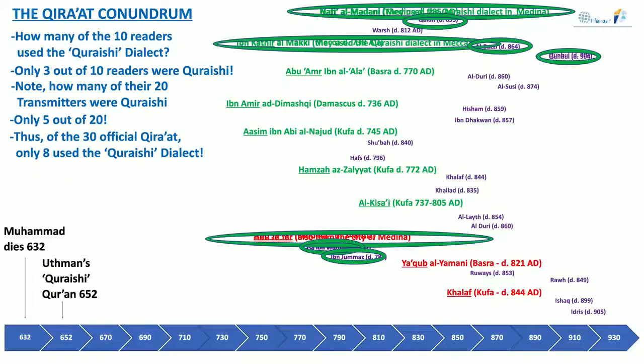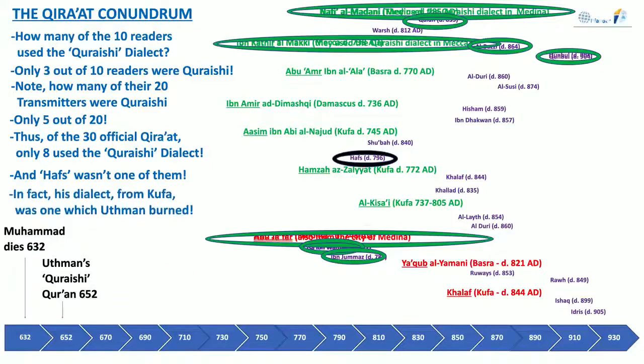All told, of the 30 official Qiraat, only 8 use the Qurayshi dialect. Only 8. 22 of them were not Qurayshi. So Uthman's project failed miserably. And look at Hafs, circled in black. He is not Qurayshi. He is from Kufa. He is from the stable of Asim.